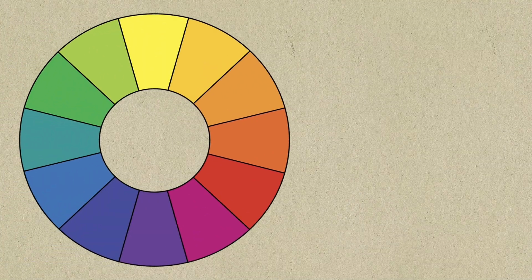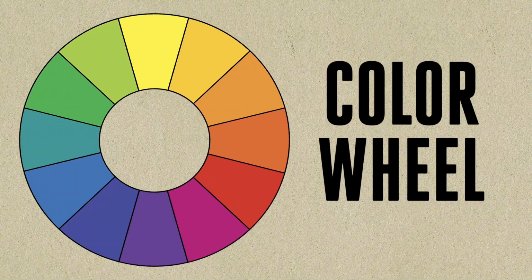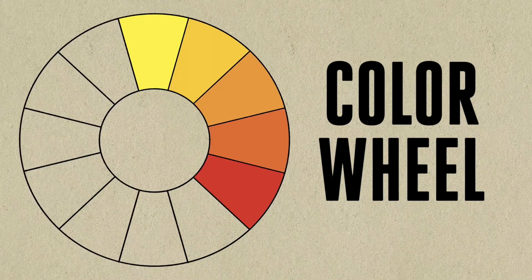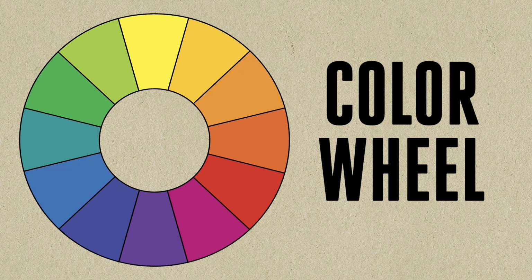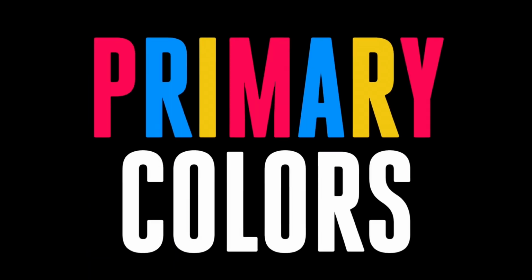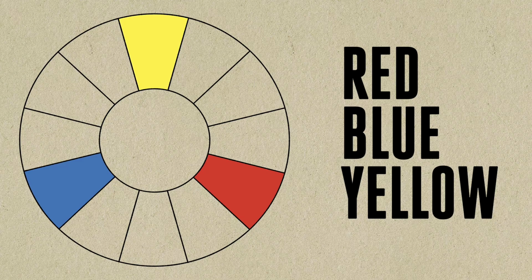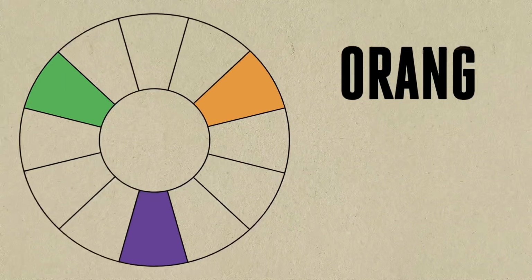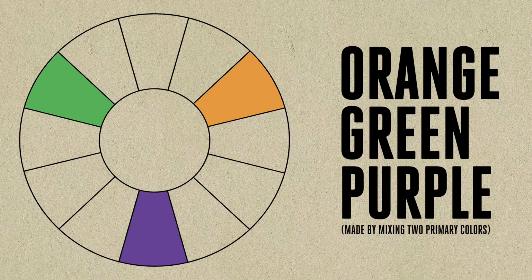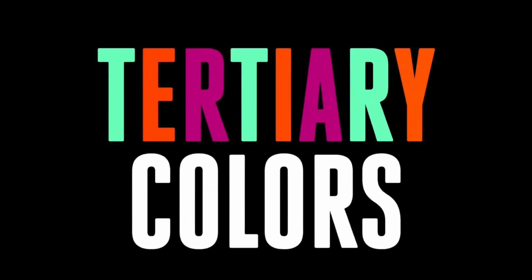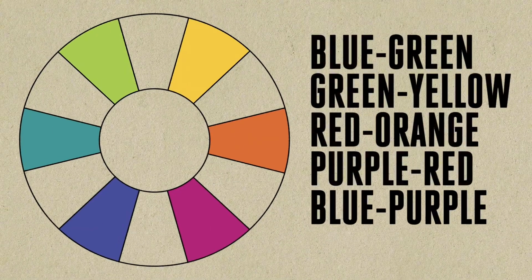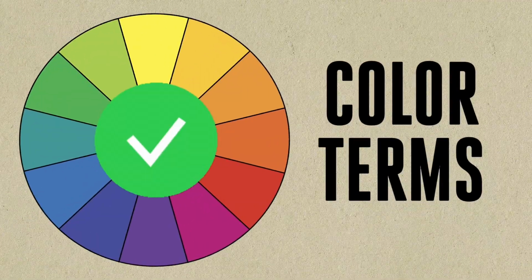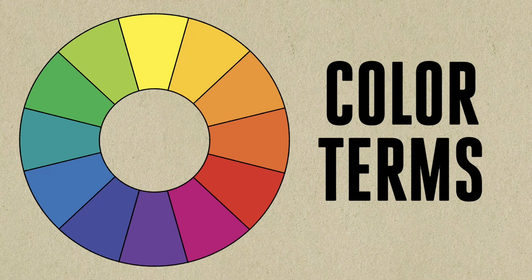You should also familiarize yourself with the color wheel. The color wheel is your best friend when it comes to picking colors that actually work together. At its core, it's a visual map of how colors relate to each other. Primary colors, red, blue, yellow, the OGs. You can't mix these from other colors. Secondary colors, orange, green, purple, made by mixing 2 of the primaries. And tertiary colors, the in-betweens, like red-orange or blue-green.